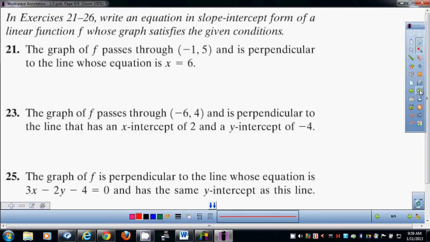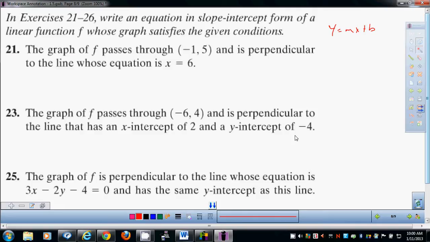Write an equation in slope-intercept form. This is basically the same thing we were doing, just a little more outside-the-box thinking. We need the y equals mx plus b form of these three scenarios. The graph of f passes through the point (-1, 5), so I'm thinking point-slope, and is perpendicular to the line whose equation is x equals 6. What is the slope of the line x equals 6?